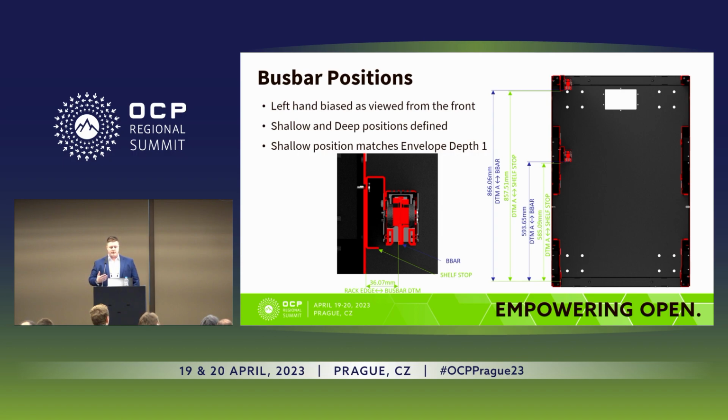Obviously that allows you to deploy much deeper equipment, making it a more densely populated server. The width of the rack is measured from the left-hand side, and that position in both the shallow and the deep position tallies up with envelope depth 1. So, as I say, you can deploy shallow equipment in a deep rack.